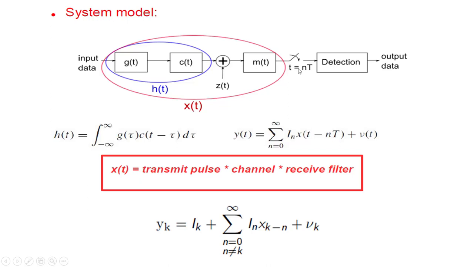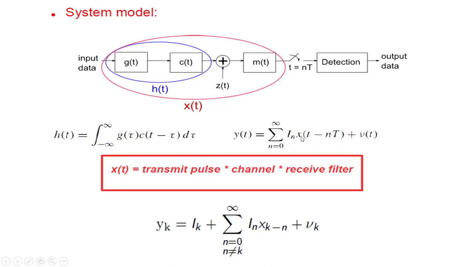Then the signal is sampled after every capital T seconds, and after the sampler we will get y_k, which is the sampled version of y(t), and from this term we will separate out the term when n is not equal to k. That means the present symbol, right? For doing the sampling, we put t equal to kT. Once we do kT, then if we extract one term out of this overall term, n equal to k, then kT minus nT will become zero. So it will be x(0), right? We can take it out and put it equal to unity.